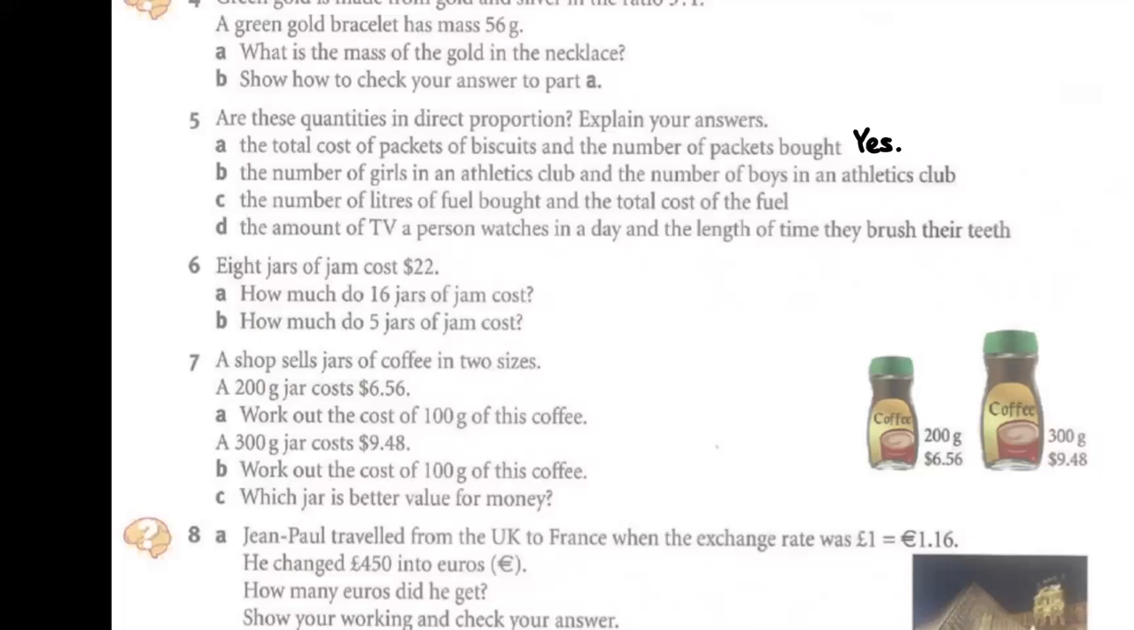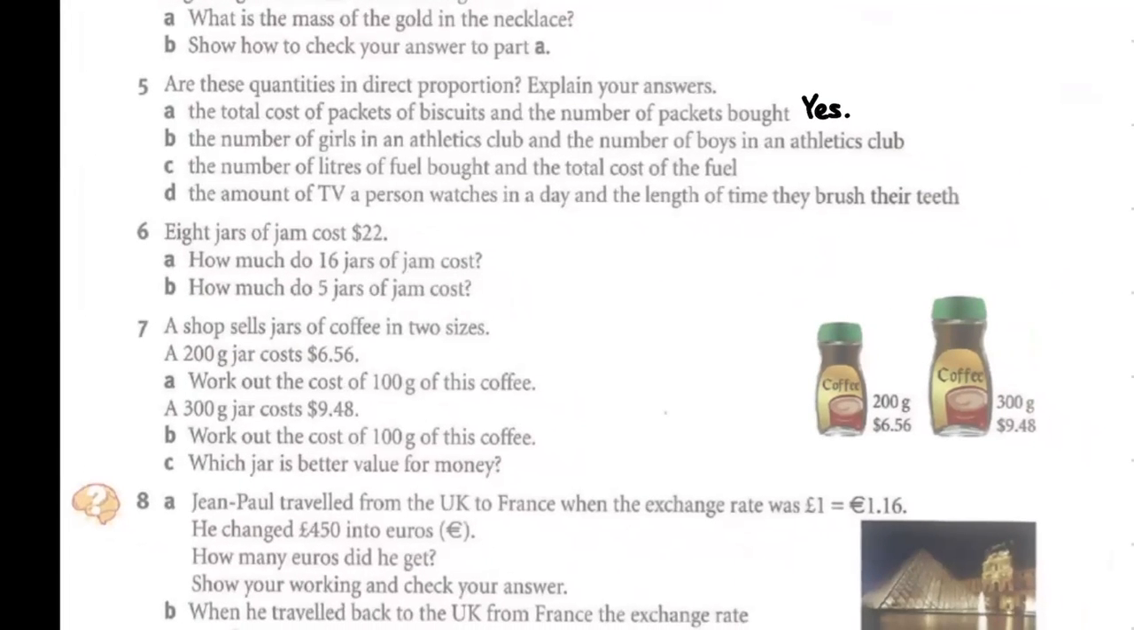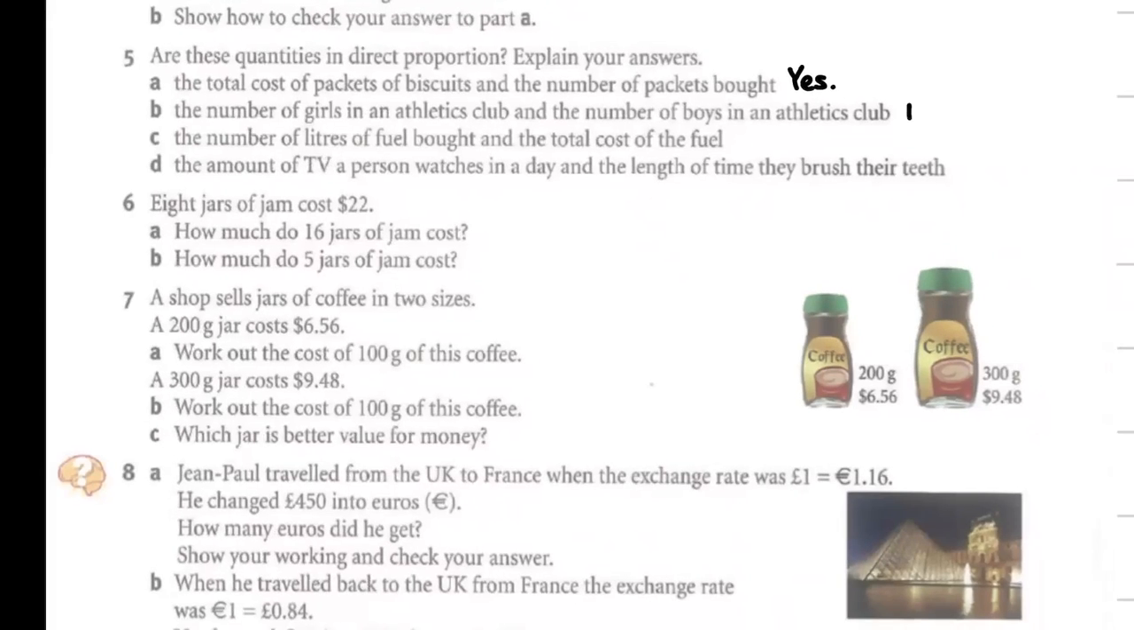Okay? Next, the number of girls in an athletics club and the number of boys in an athletics club. This is no, because it doesn't mean that when one girl joins, more boys will join, or that when more boys join, more girls will join. It must be in direct proportion. It means one goes up by 2 and then the other goes up by a certain amount, and so forth. The number of liters of fuel bought and the total cost of fuel, this one is definitely yes, because the more fuel you buy, the more expensive it is.